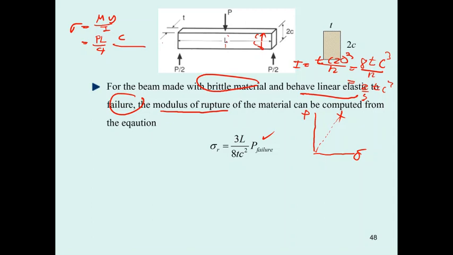2 over 3 t c cubed, which is going to be times 3 over 2 here. So what we have is this cancels, this is going to be 2. So we're going to have 3 P L divided by 4 times 2, which is 8, t c squared. You got the modulus of rupture by this equation.